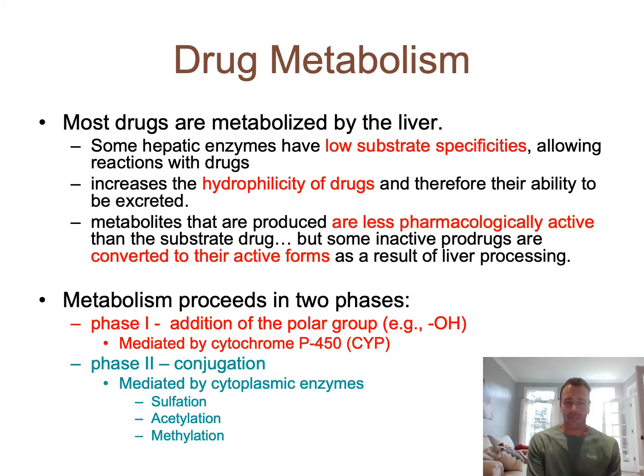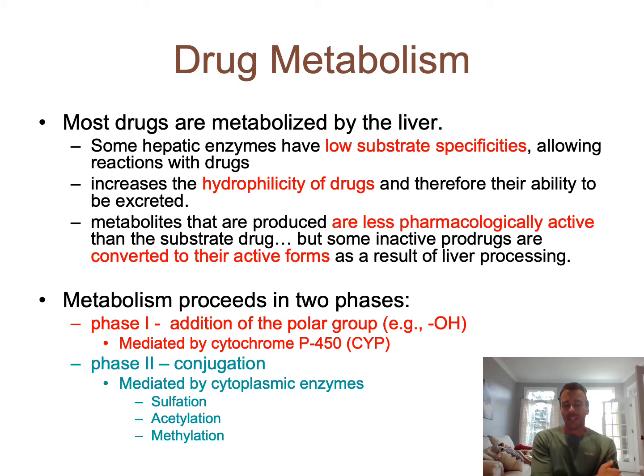One of the main functions of the liver is to increase the hydrophilicity of drugs, and therefore they can be secreted easier through the excretory system. The metabolites that are produced by these reactions are less pharmacologically active than the drug itself. That is sort of a general trend of drug breakdowns. There are also some drugs that are made in inactive forms that take advantage of liver enzymes. So they're made as a prodrug and then they're converted to their active form as a result of some of the processing in the liver.